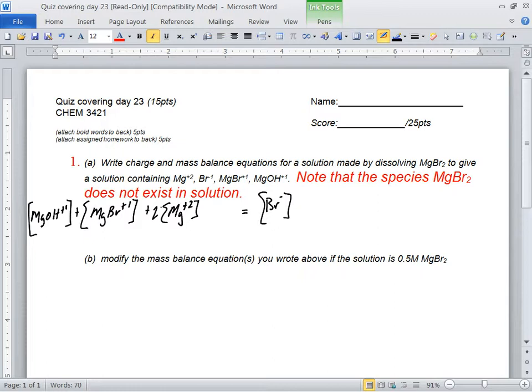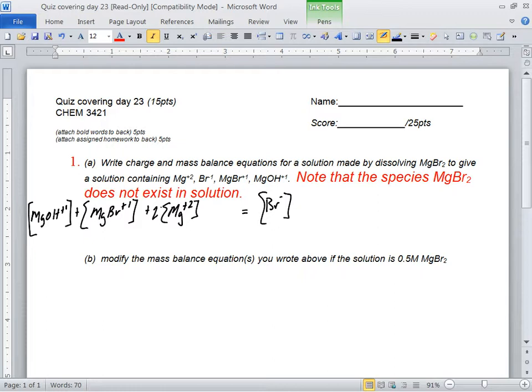Well, I don't think I'd knock off points if you wrote H plus, but I don't think you should have it in there. In fact, I guess I will knock off points if you have H plus, because it says by dissolving to give a solution containing, this is very specific. This is all that's present. If you want to identify H plus and OH minus, you're just introducing more unknowns, but you have to introduce more equations too, like the KW expression. So you're really not helping yourself.